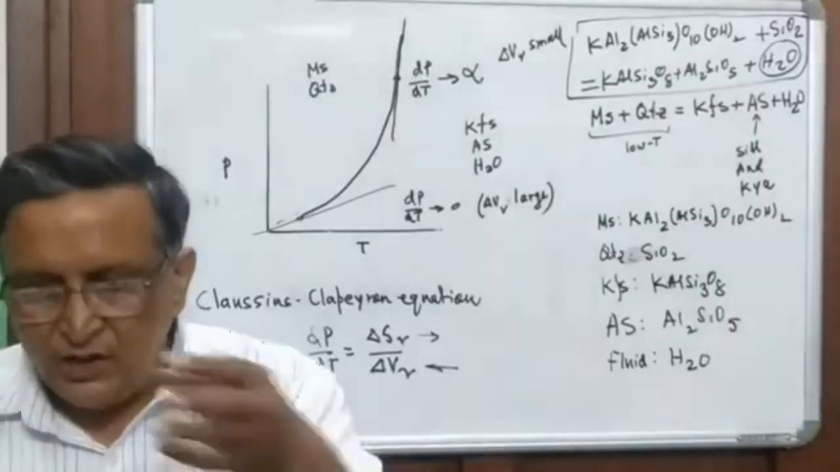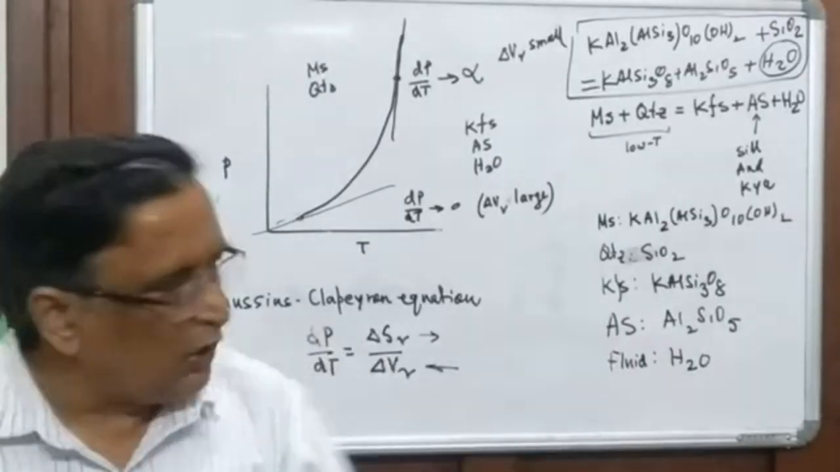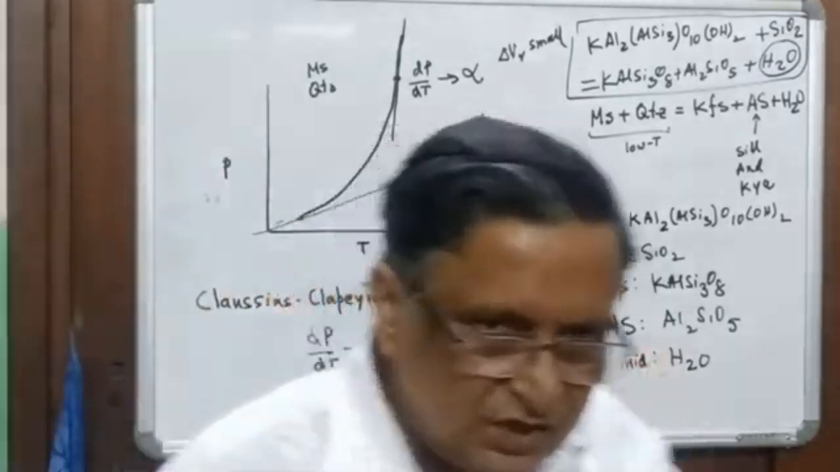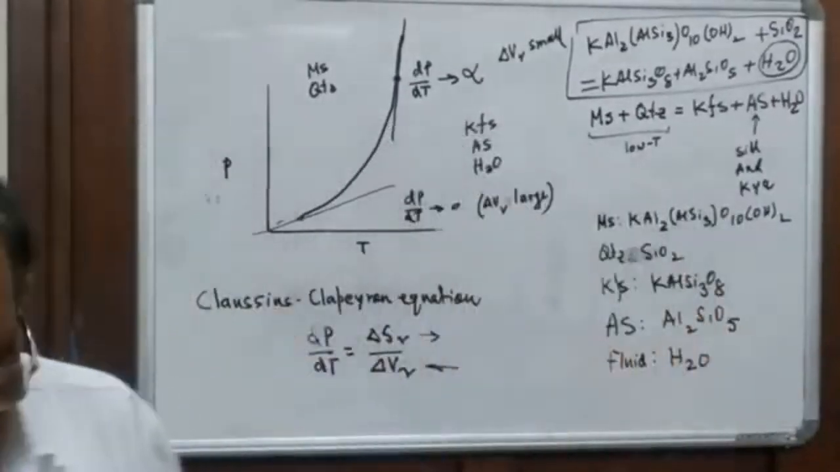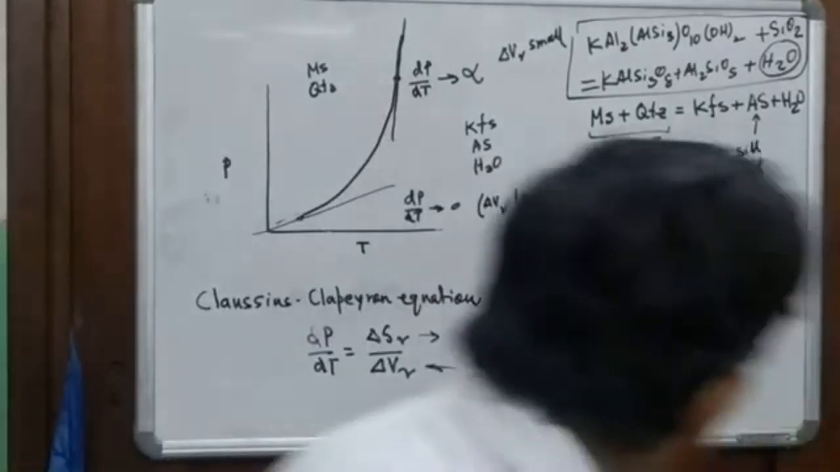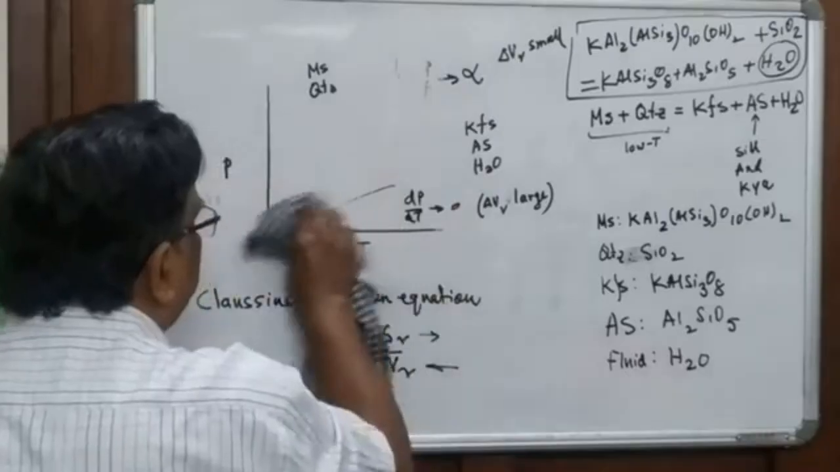At high pressure, it has a small volume. At low pressure, it has a large volume, and hence the change of dP by dT. This is just for your information. Now, where am I keeping this? Here. I will draw this diagram again.